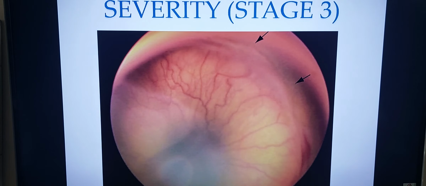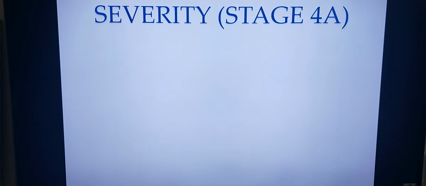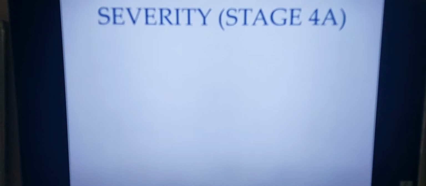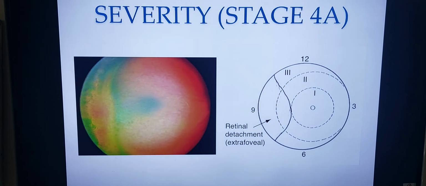This is stage 3, when a fibrovascular bundle has formed in that area of ridge and has extended itself into the vitreous. Then stage 4 is divided into 2 parts, stage 4A and 4B. This is 4A, basically subtotal retinal detachment that is not involving the fovea, as you can see in this diagram.